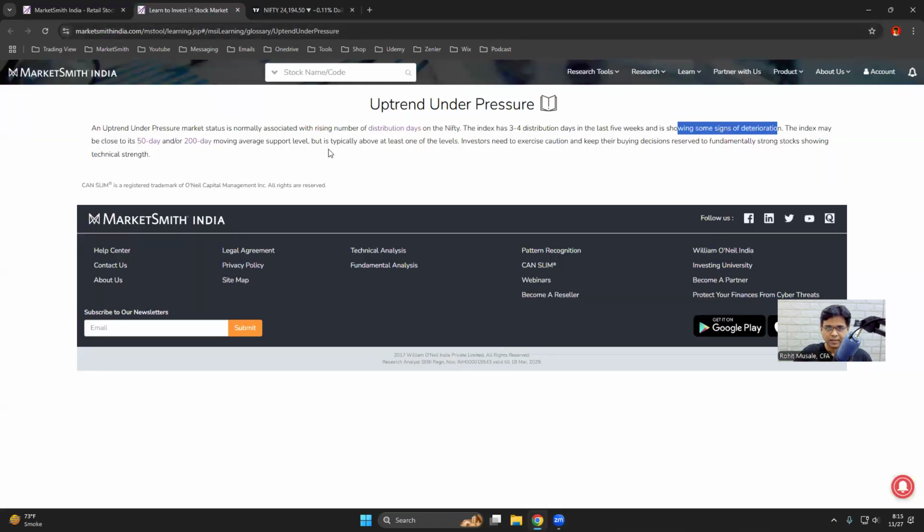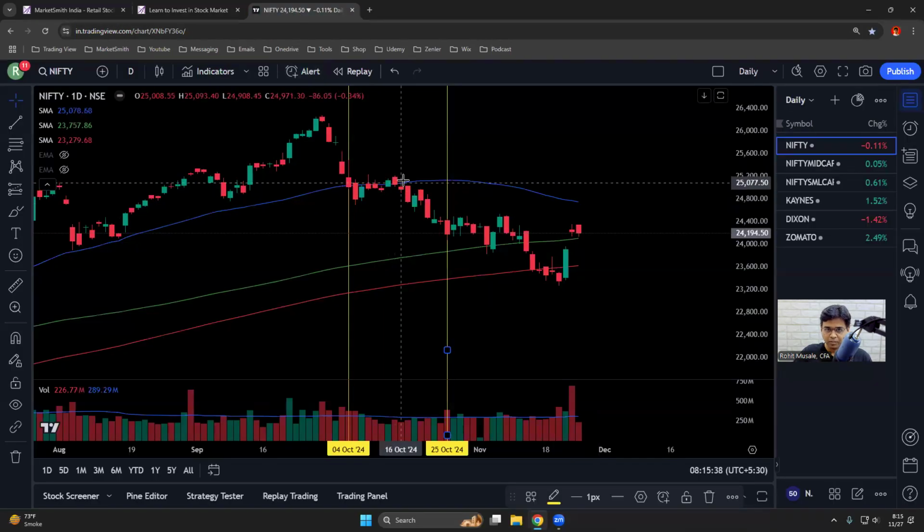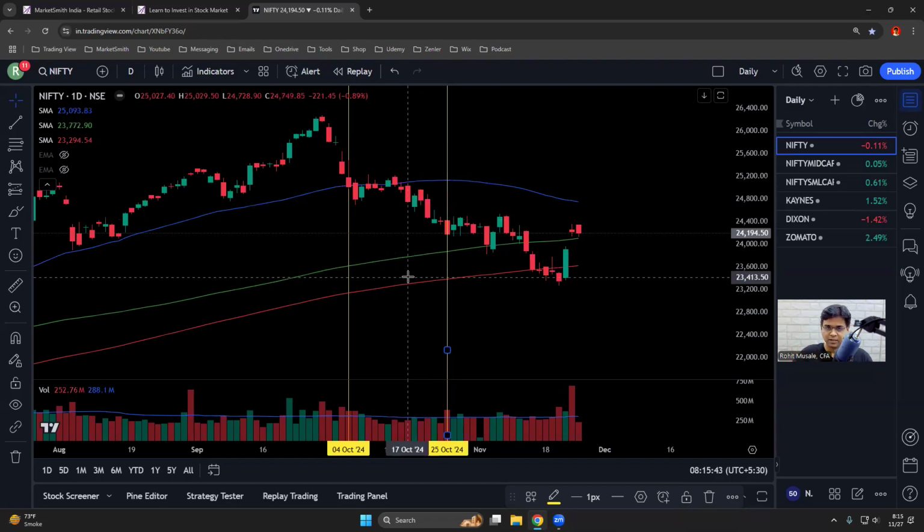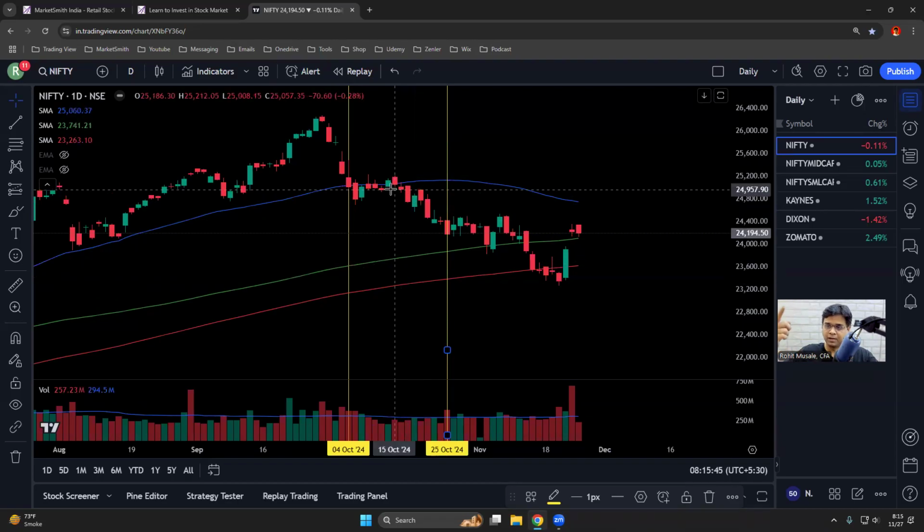Then what they say is the market is typically above at least one of the levels, meaning the blue line and the red line. In this case, it's below blue but above red. So you see how precise their understanding of the market is without even looking at the chart. They have already mentioned the state, and when I compare their state with what I see on the chart, it matches exactly. That's the power of analysis, that's the power of data, that is the power of research.